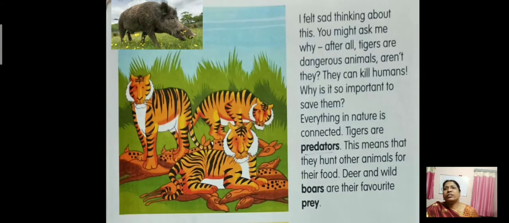Now, "I felt sad thinking about this." So who is this I? Yes, very good. The girl or the author. She felt very sad thinking about this. About what is she thinking, children? Yes, very good. She is thinking about why these tigers are disappearing.